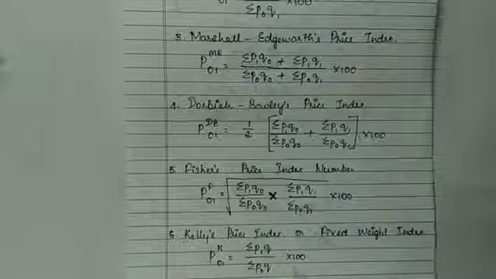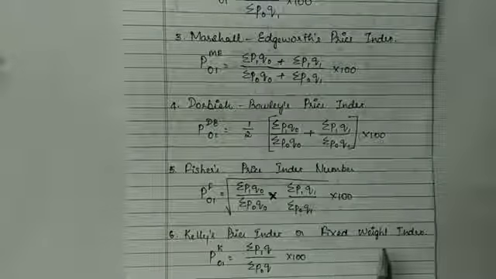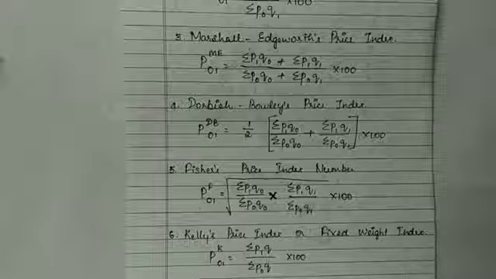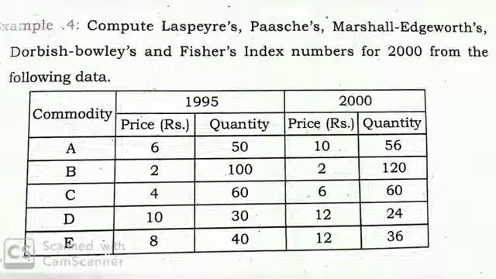So now let us solve problems on weighted index numbers based on weighted aggregative. Let us start with the first problem of the weighted aggregative index number method. Compute Laspeyres, Paasche, Marshall Edgeworth, Drobisch-Bowley and Fisher's index numbers for 2000 from the following data. 1995 will be our base year and 2000 will be our current year. Commodities are given with P0, Q0, P1, Q1.